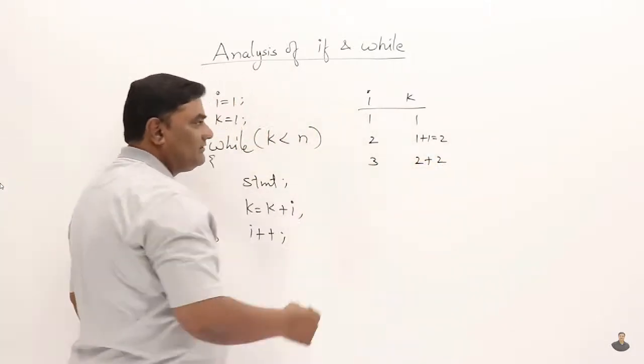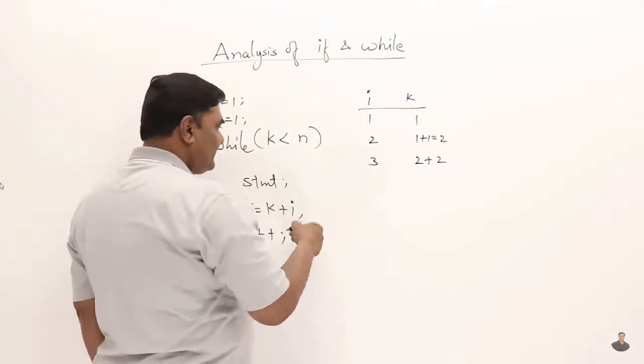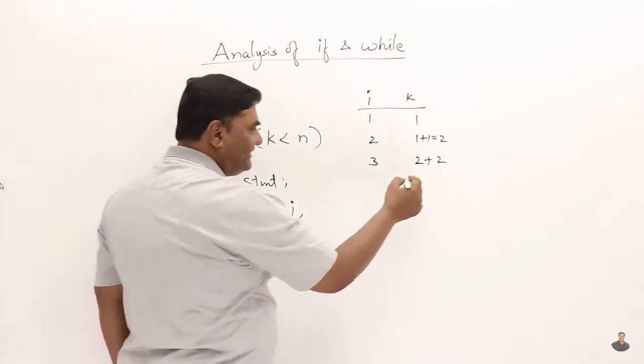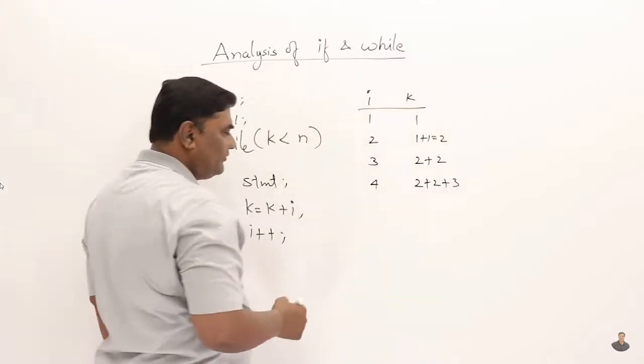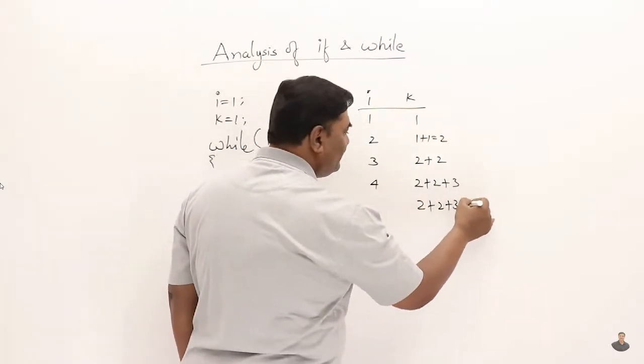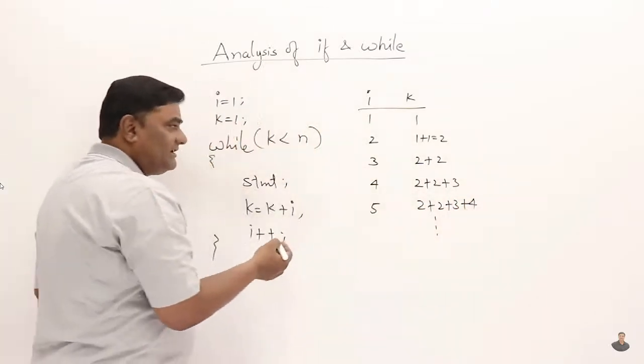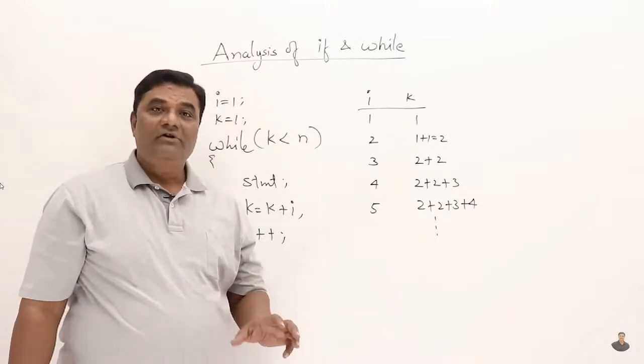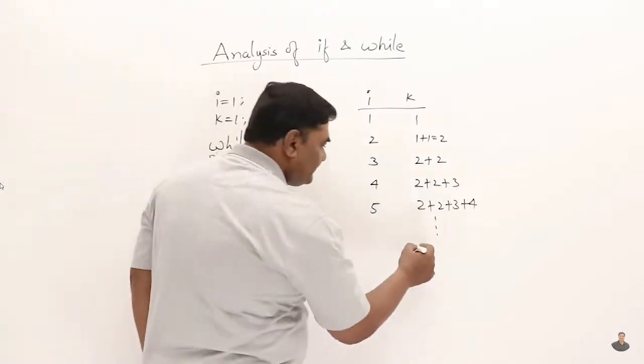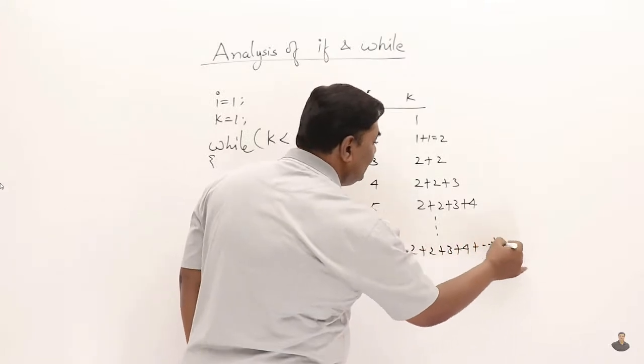And i becomes 3. The next time, again k, let us say, is less than n. Then k assign k plus i. So this is 2 plus 2 plus 3, and i becomes 4. Next time it will be 2 plus 2 plus 3 plus 4, and i becomes 5. This goes on continuing. So how many times? I don't know. Let us call it m times. k is already used here. So 2 plus 2 plus 3 plus 4 plus, and so on up to m.